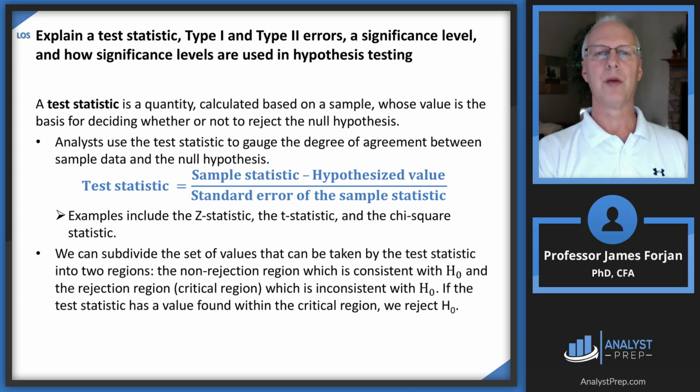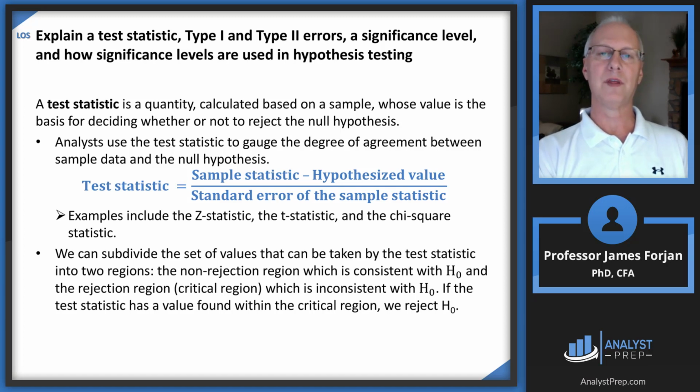All right, so what were those steps back there? Let's go ahead and compute a test statistic. And so this LOS asks us to explain a test statistic and then do a couple other things that we'll do in the next slide or so. A test statistic is simply a quantity calculated based on the data collected in a sample. And that value is going to be used in determining whether or not we reject or accept the null hypothesis. And the test statistic is a simple formula. You have the sample statistic in the numerator, subtract out the hypothesized value, and then divide by the standard error.